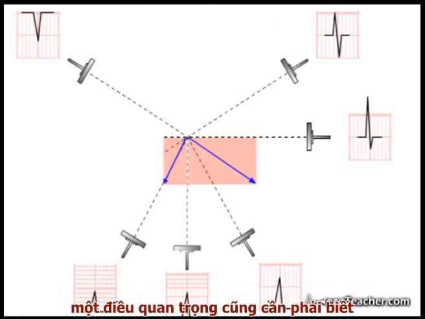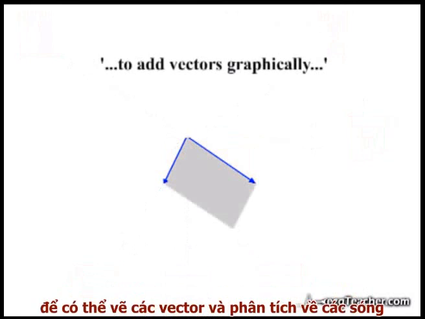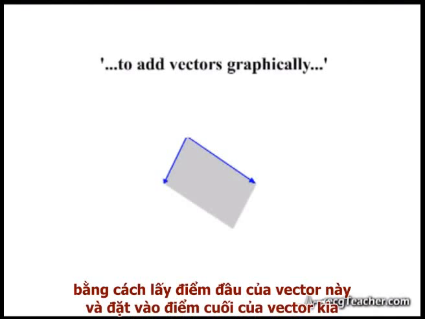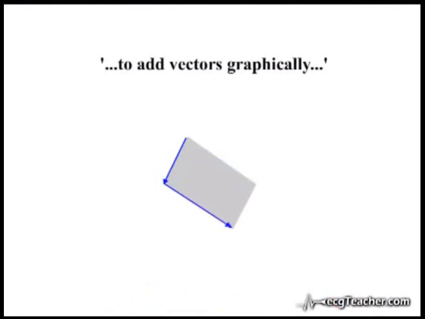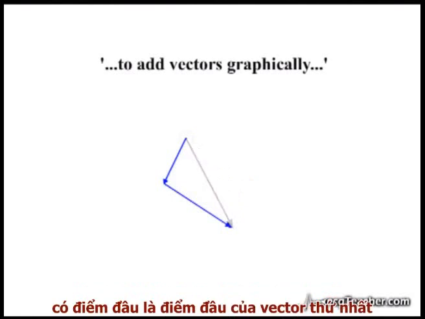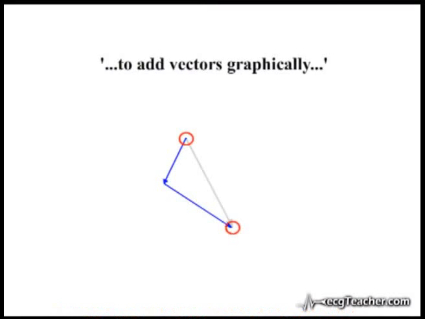It is also very useful to note that we can use the parallelogram rule to add vectors graphically. 2 vectors may be added together by placing the initial point of one at the terminal point of the other. The total vector generated by their addition, shown here in black, is represented in magnitude and direction by a vector drawn from the free initial point to the free terminal point.